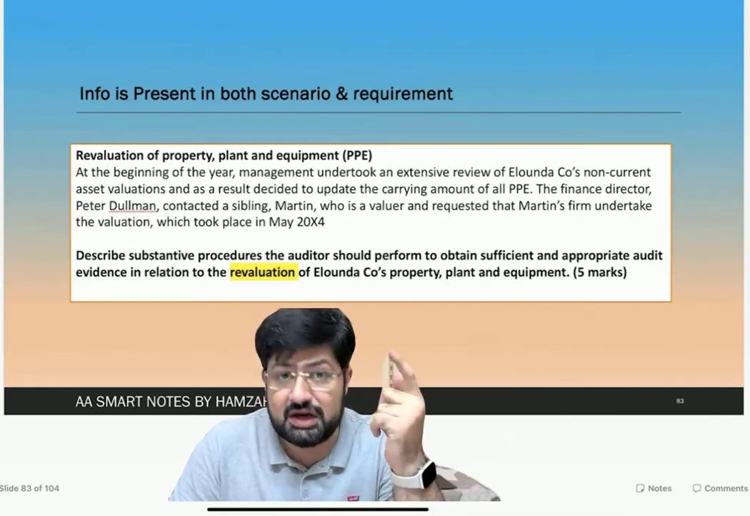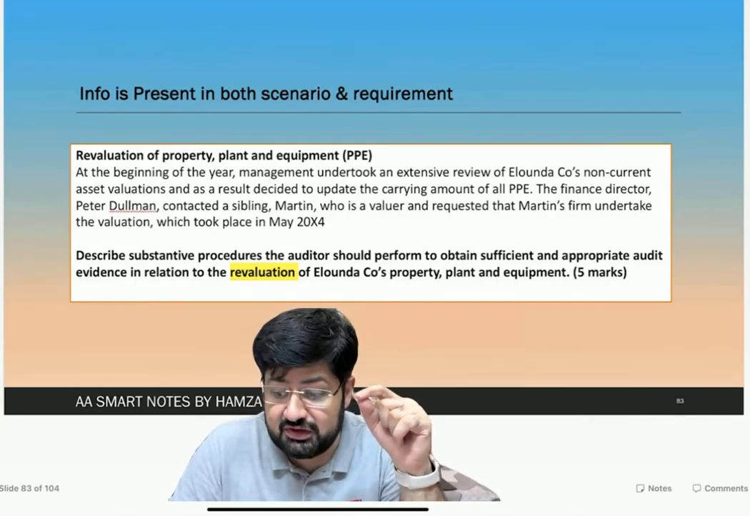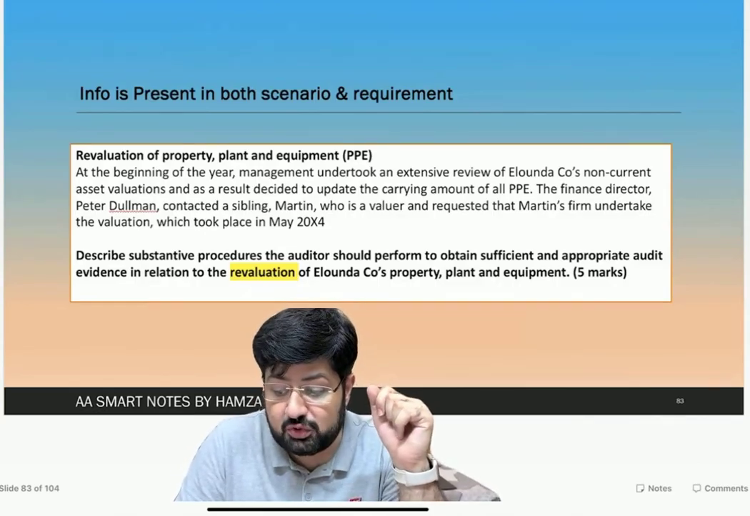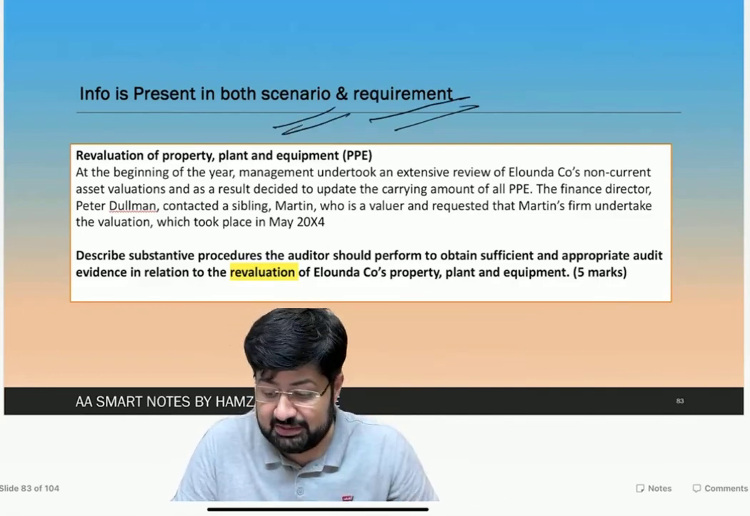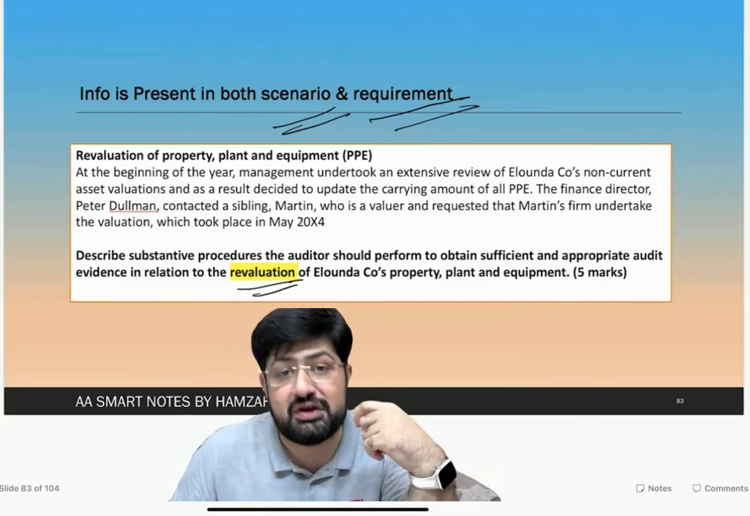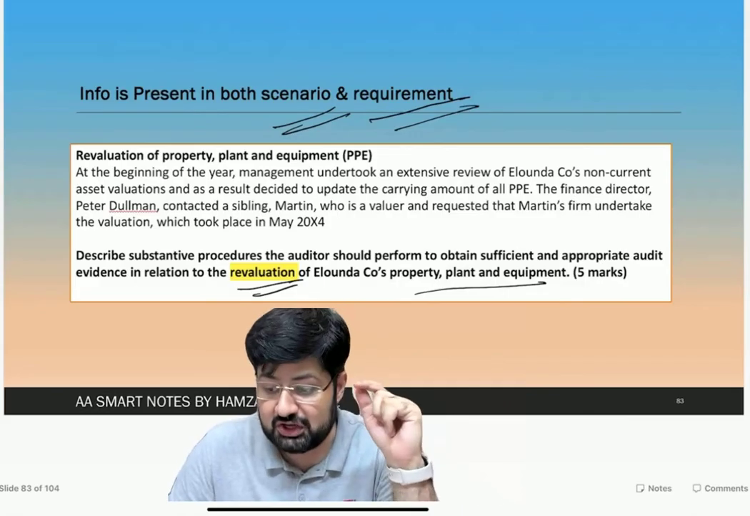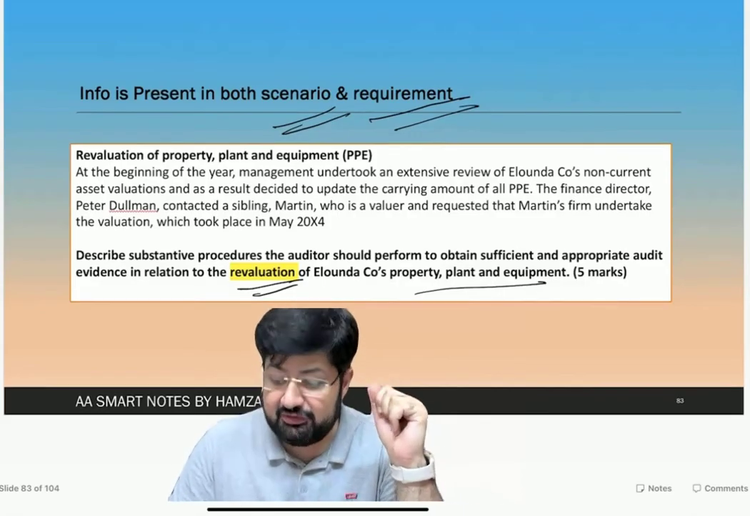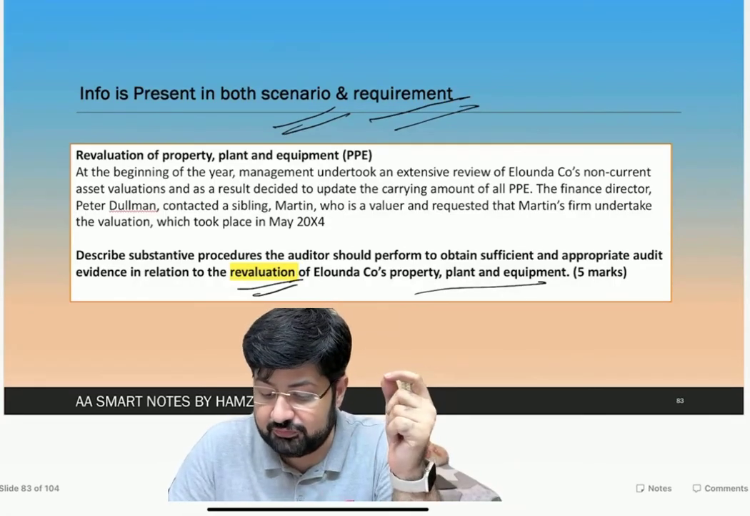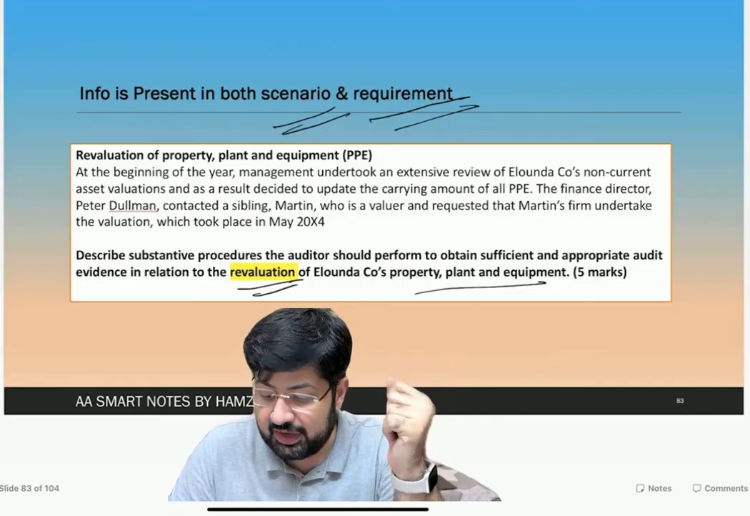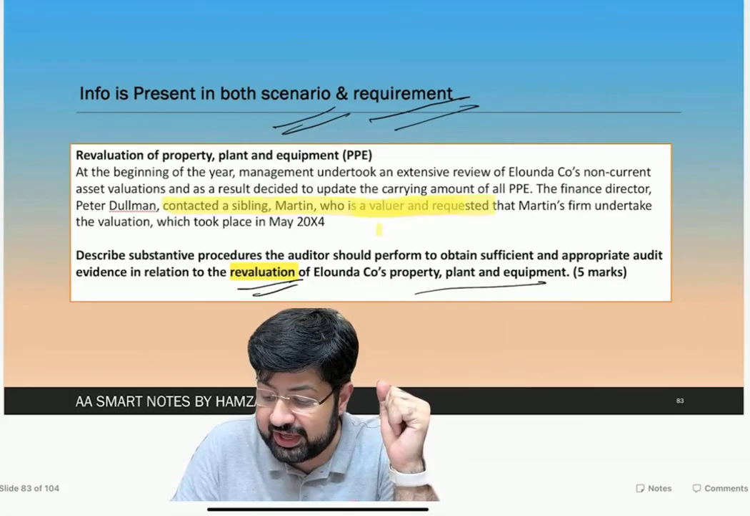You have to modify them as per this scenario to get full marks. Next, the third case is a blend of both, where the information is present in both the requirement of the question and the scenario. For example, it says write procedures on revaluation of property, plant, and equipment. So revaluation is one indication. And then they have given you specific information as well, that they have conducted a review of non-current assets and revalued them, with a valuer as an expert.